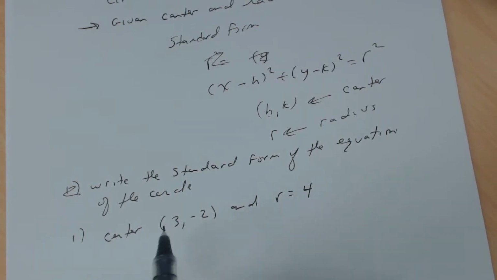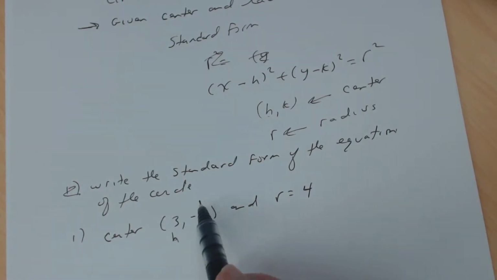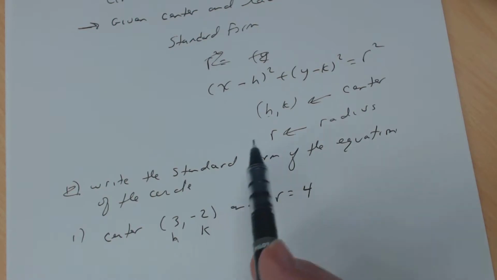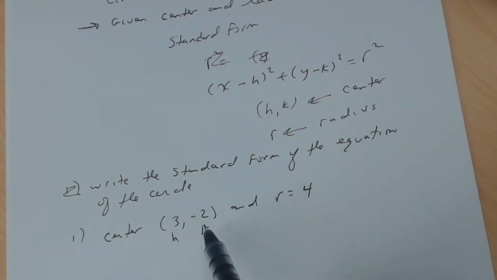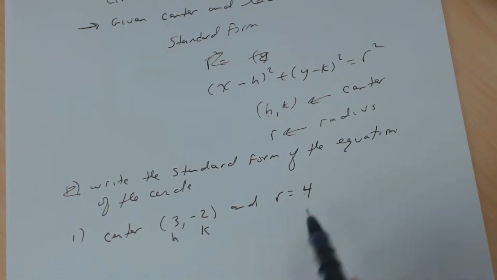Now again, it helps if you label these. The center is denoted as h comma k, so this is your h, and this is your k. This is the x coordinate of the center, and this is the y coordinate of the center. Notice the h goes with the x, and the k goes with the y. And your radius is 4. All you do is plug it back into the formula and you're done, because that's all they wanted, was to write the equation of a circle.